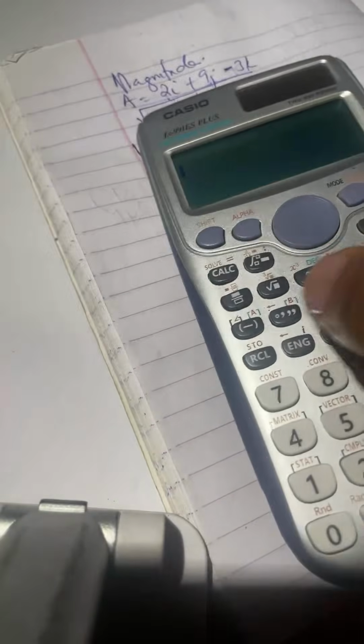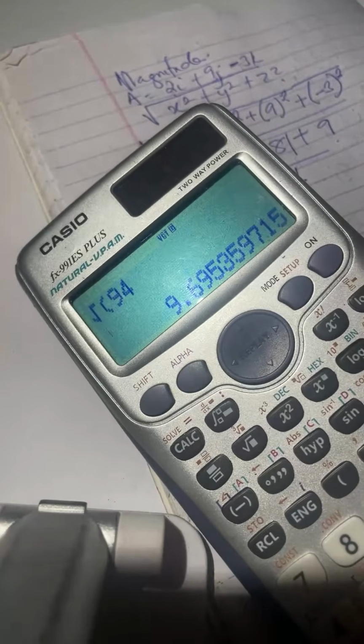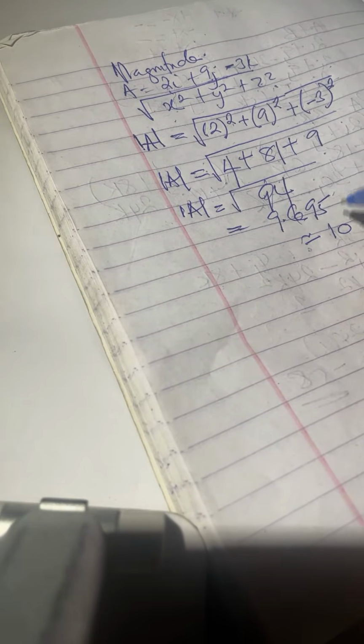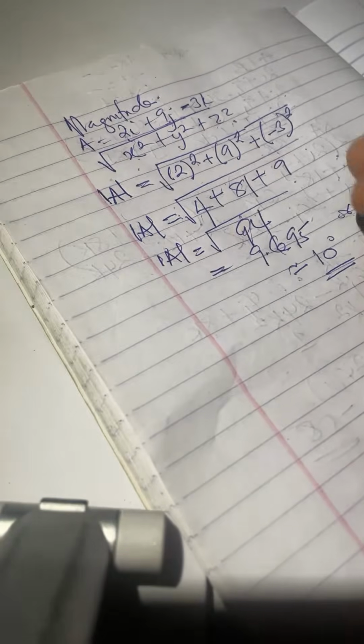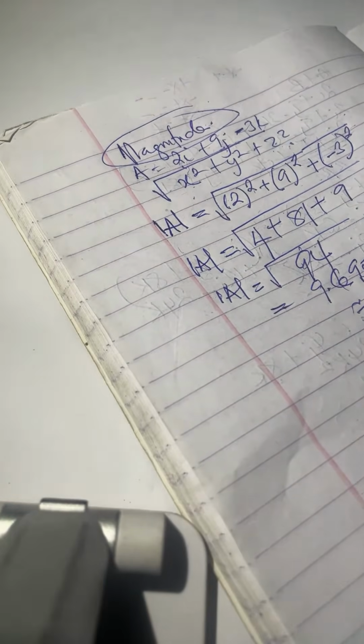So the square root of 94 is what we check now. How do we get the square root? We say square root of 94. So what would this give us? 9.695. Which, if you want to round it up to the nearest whole number, will give you 10 degrees, or we can say 9.7 degrees. Okay, so that's for magnitude.